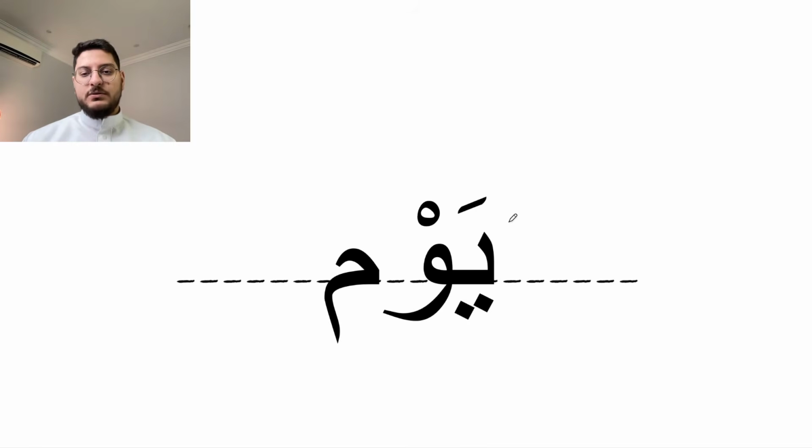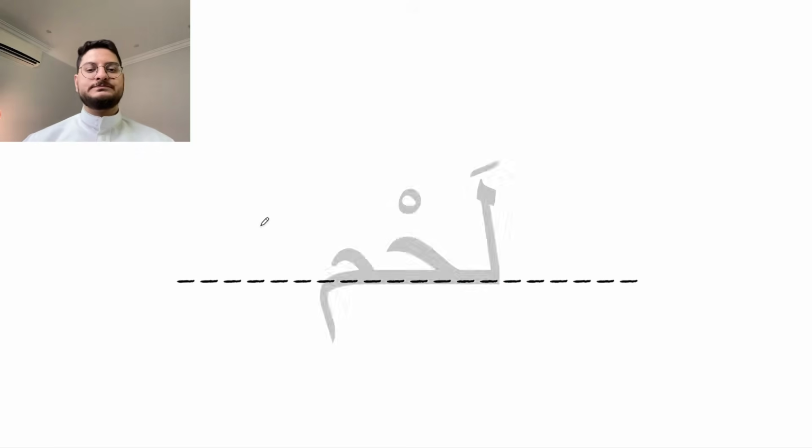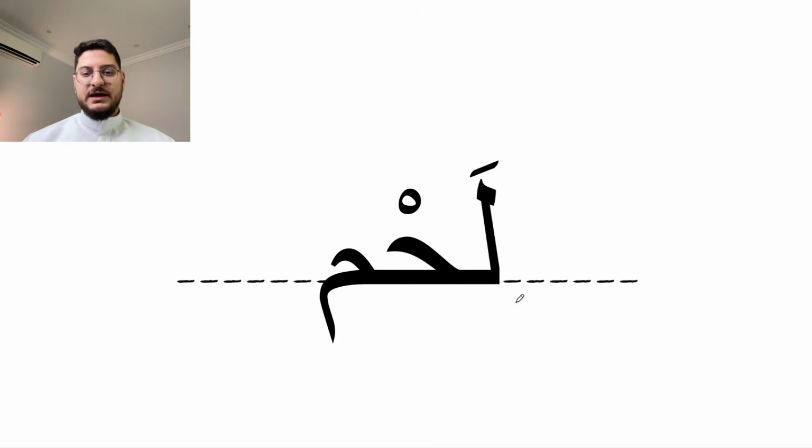Next one, we have only one syllable, and this is yaw, and then we have the magic wand with no vowels, so it's yawm, and yawm is a day. Let's look at the next one. Again, we have only one syllable, and it's lahm. Again, we have the magic wand at the end with no vowels. Lahm is meat.